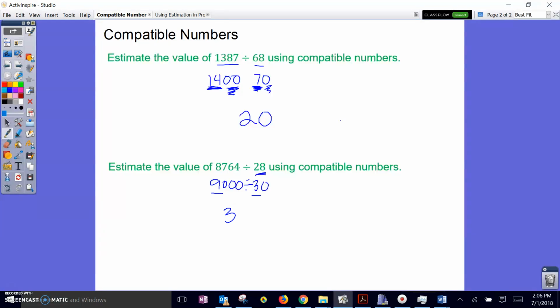9 divided by 3 is 3. We've got 2 more zeros in the first one than we do in the other one, so we're going to have 2 zeros in our answer. So we're going to estimate the value of this to be about 300.